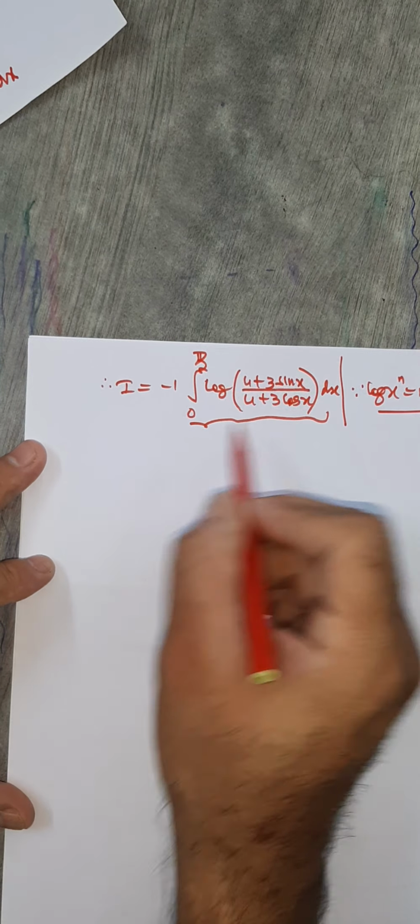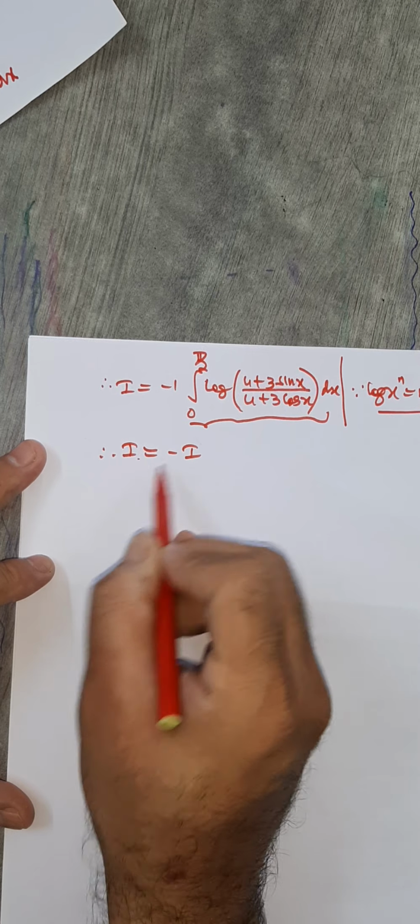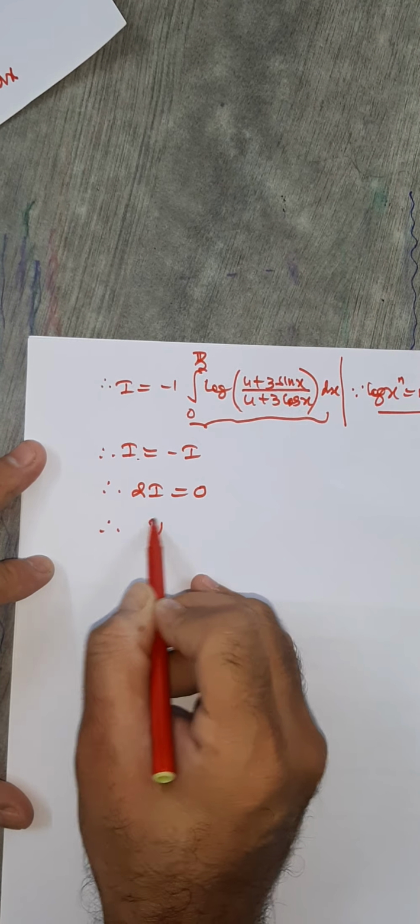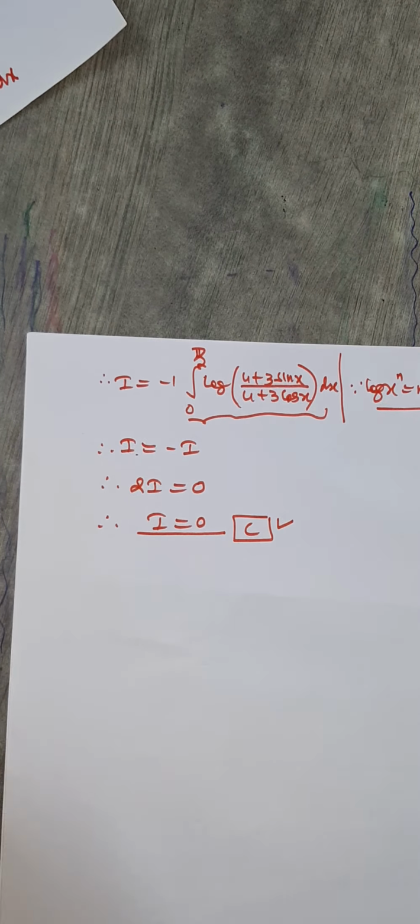Now what is this? This is nothing but I in turn. So therefore I equals minus I, and therefore 2I equals 0, and therefore I equals 0, which is nothing but again option C.